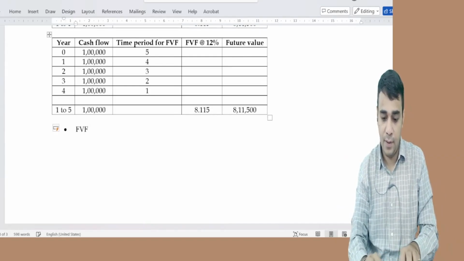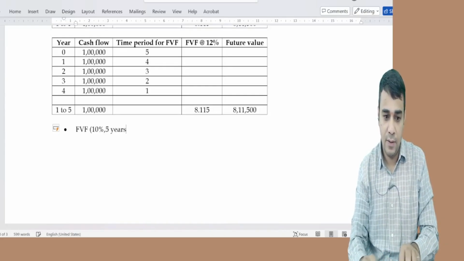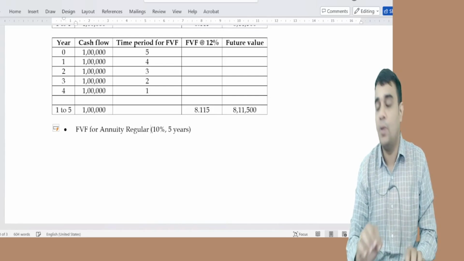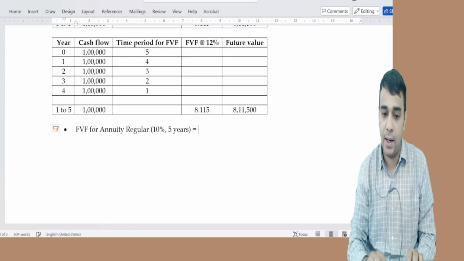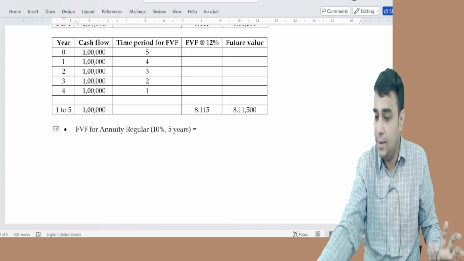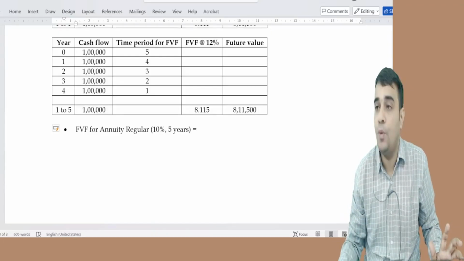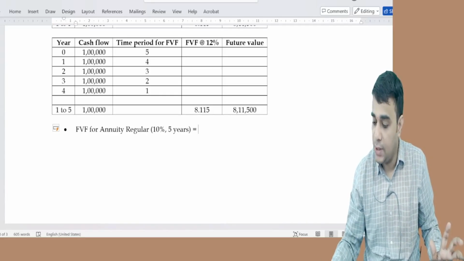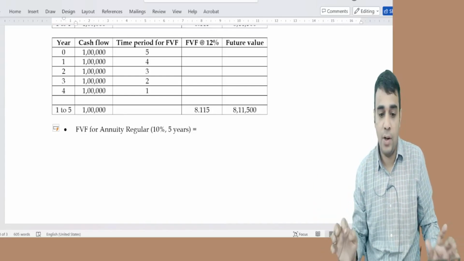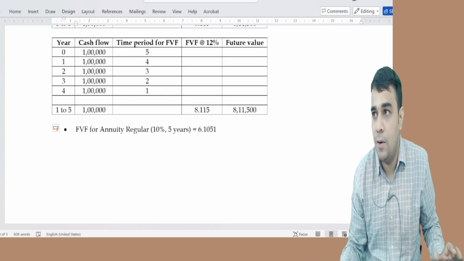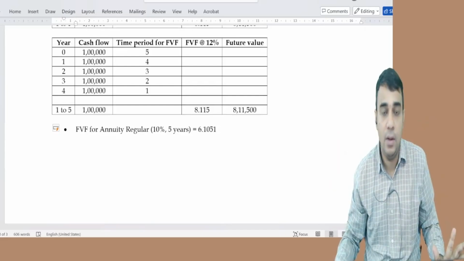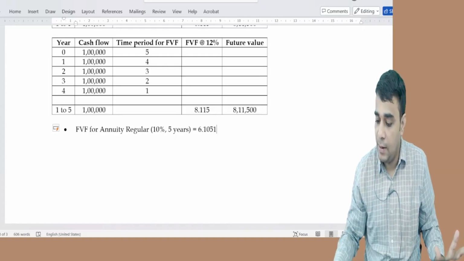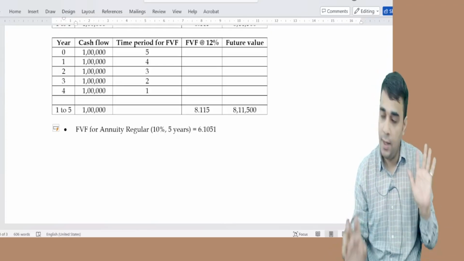Future value factor, 10%, 5 years, for annuity regular. How do we calculate for annuity regular? We have already done it, but again we'll see. In the calculator, do 1.1 into 1, equal to first year, equal to second year, equal to third year, equal to fourth year. Put a GT button and add 1. What number do you get? 6.1051. Any doubts on this?